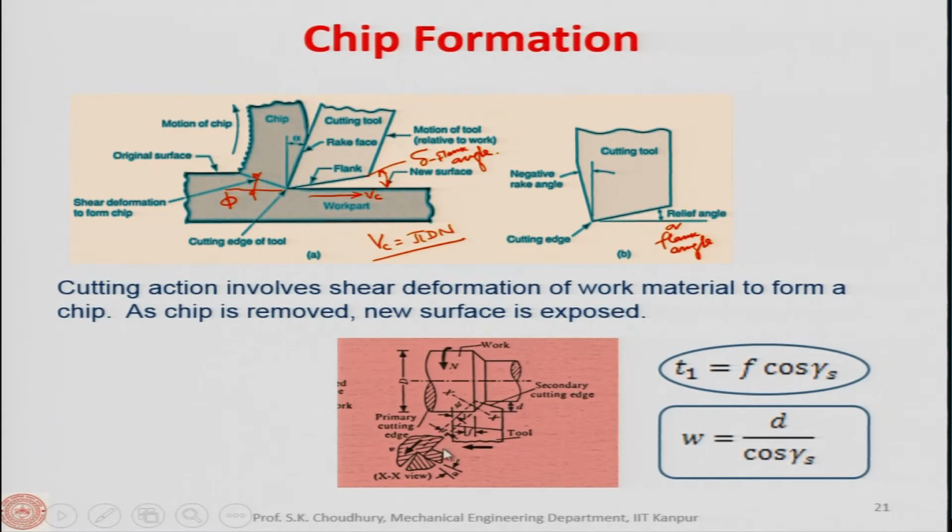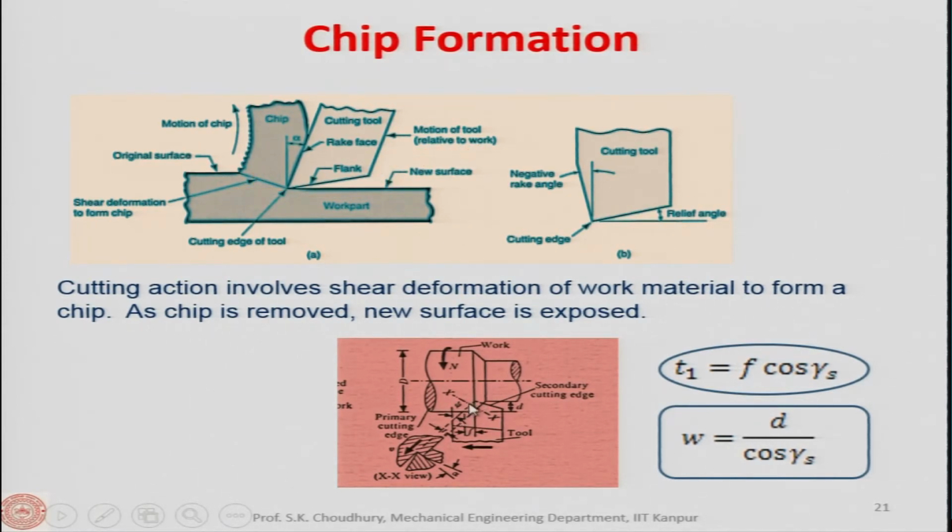Okay. And if we take the cross section, this will be the view. In this view, this is the rake angle, the same rake angle that I have defined, and this is the flank angle, the same flank angle. Now, the difference between these two lines, which are different points of the tool in one revolution of the workpiece, is the feed. This distance, perpendicular to the line, is called T1, which is the uncut thickness. Uncut thickness is given by the feed times cos of gamma s, and the width of cut is given by the depth of cut divided by cos of gamma s.